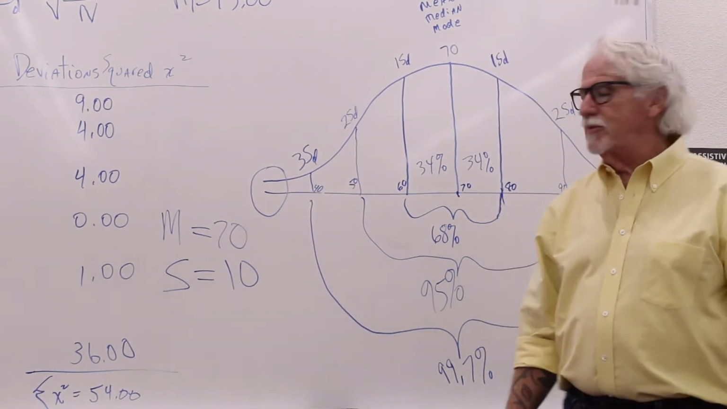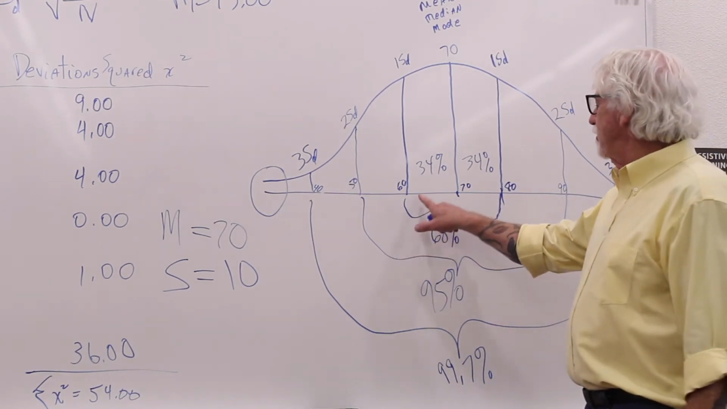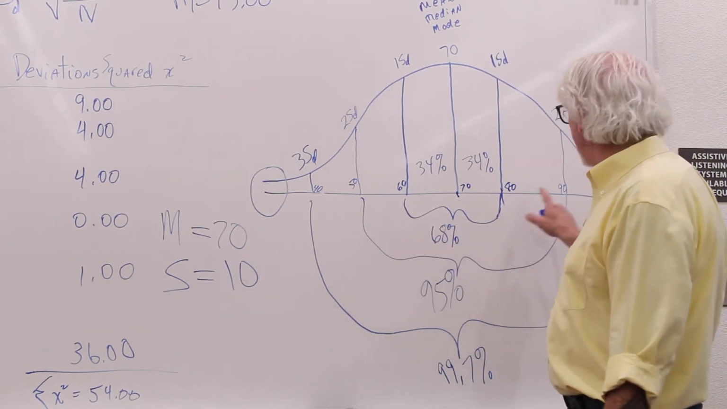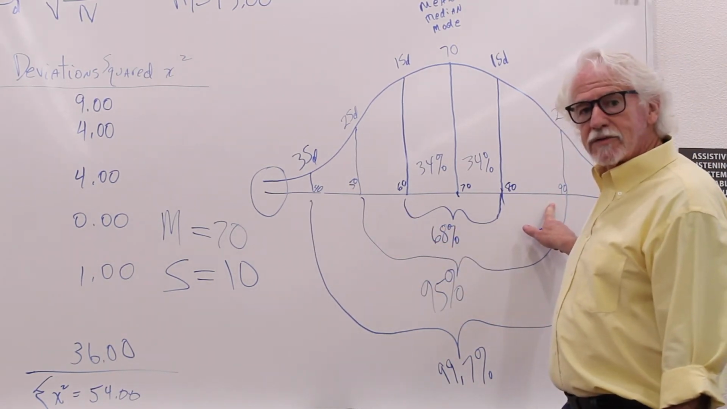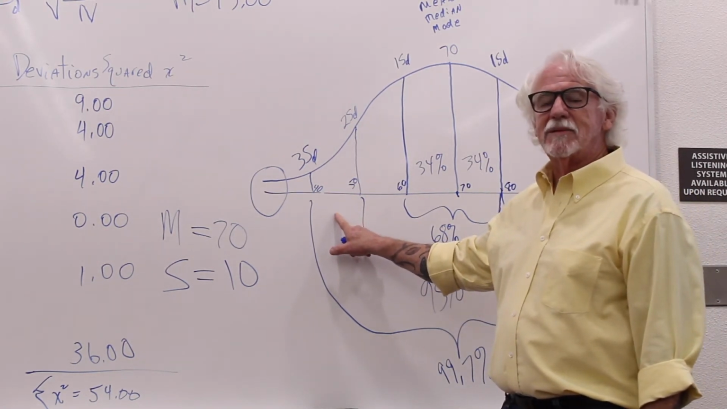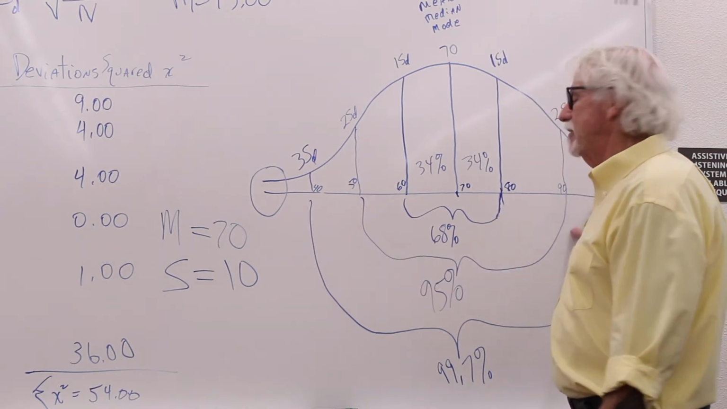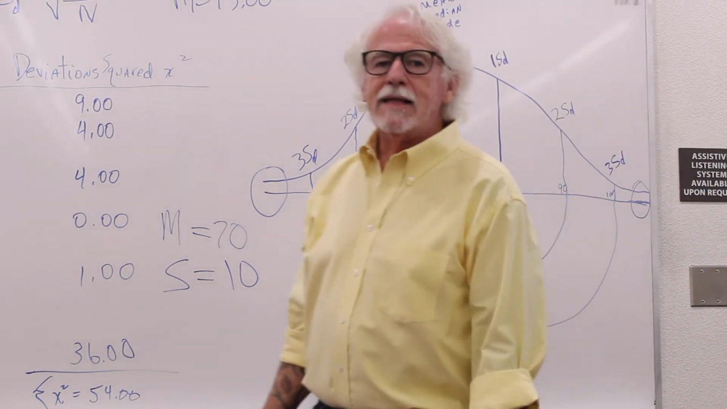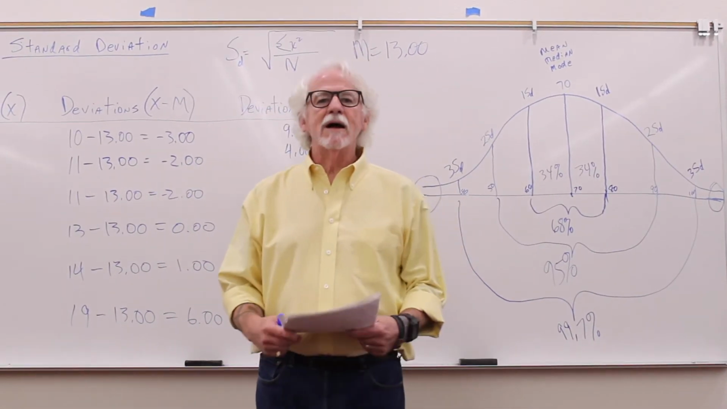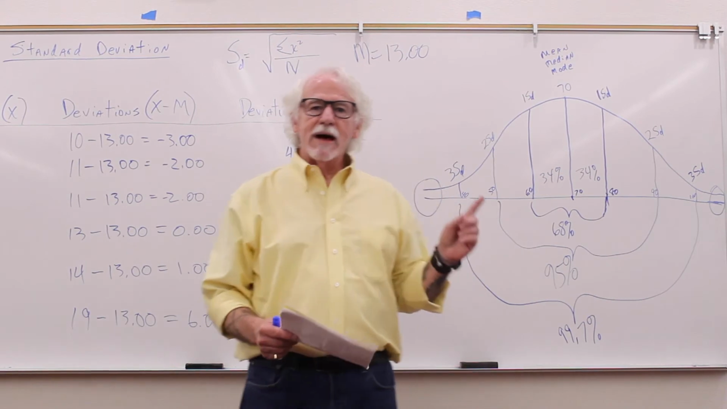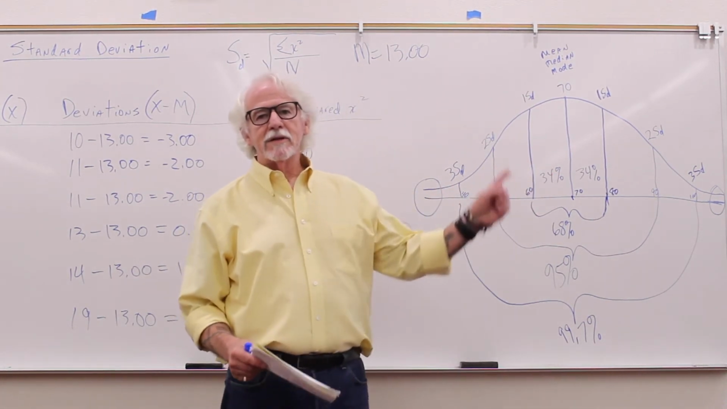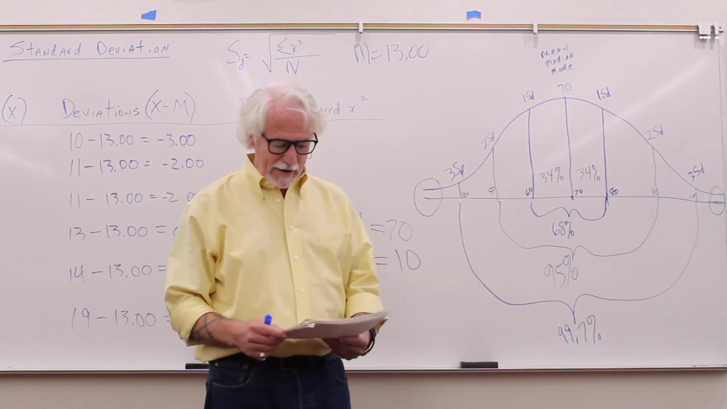Approximately 68% of the people score within 1 standard deviation of the mean. Approximately 95% of the people score within 2 standard deviations of the mean. And 99.7% of the people score within 3 standard deviations of the mean. And this model always works the same. Whatever the numbers are is irrelevant. It's about your standard deviations, 1, 2, 3, whether they're on the negative side or the positive side.